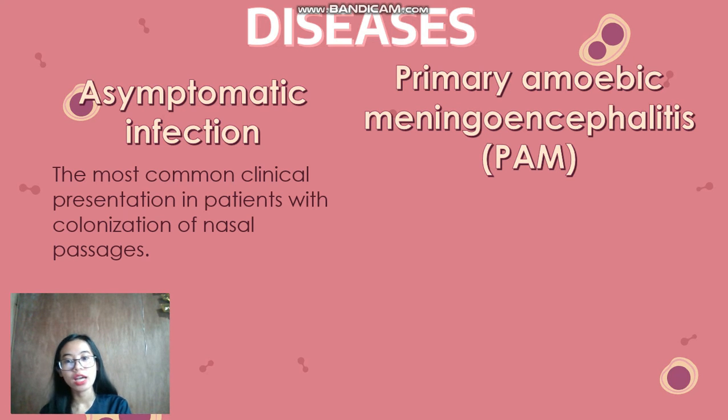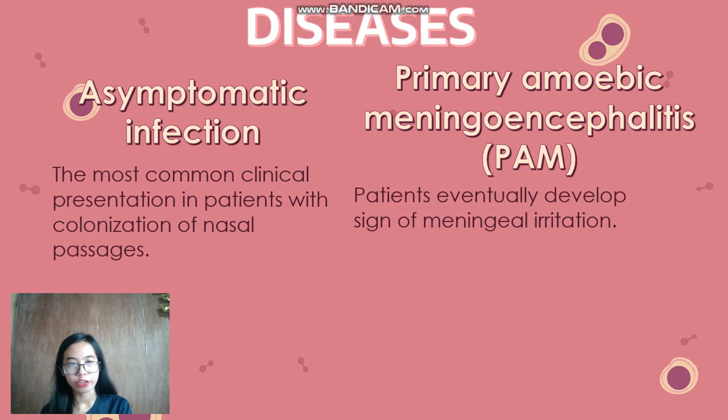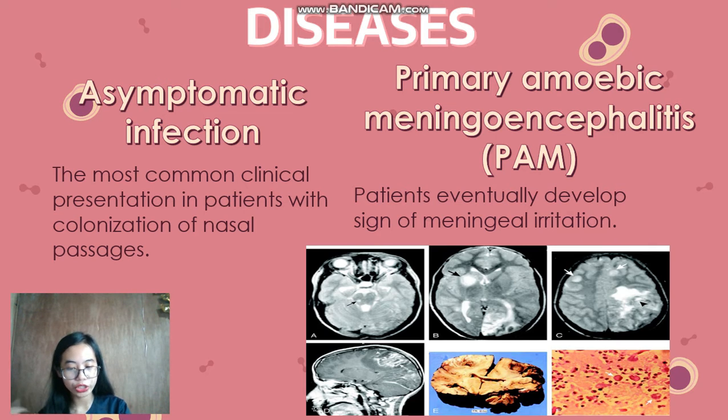So for the diseases, first is the asymptomatic infection. It is the common clinical presentation in patients with colonization of nasal passages. And then for primary amoebic meningoencephalitis, the result of colonization of the brain by the amoeboid trophozoites leading to rapid tissue destruction of the brain. So patients initially complain of sore throat, nausea, vomiting, fever, and headache.